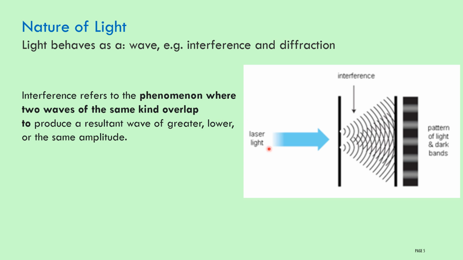Here, for example, laser light. Laser light is a combination of two or more waves, which interfere, and then you get a pattern like this. Here you can observe the dark band and the light band; the combination of dark and light bands gives a proper pattern. This phenomenon is known as interference.